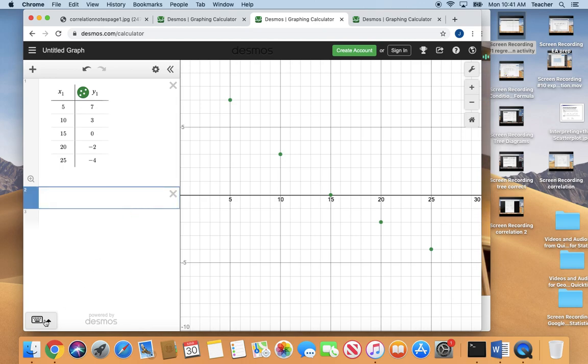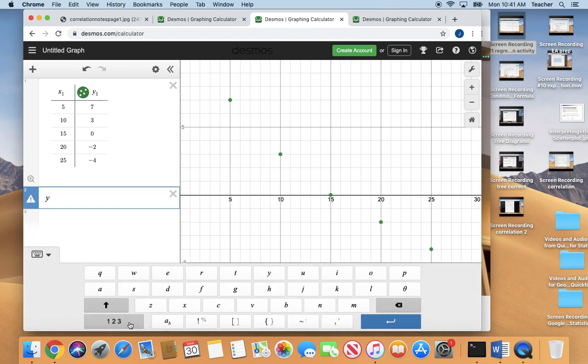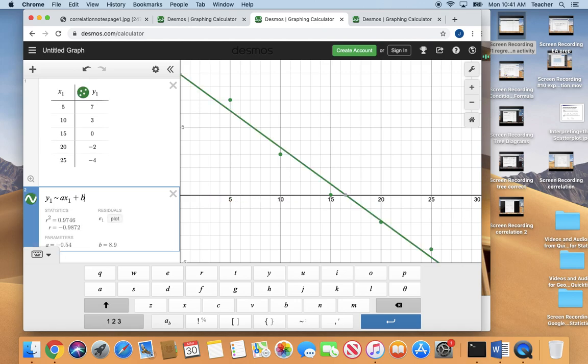So notice, if I type in y1 is approximately equal to ax1 plus b, you get that r is negative 0.9872. That's very close to negative 1, showing a negative linear correlation, and that the linear regression is a good model for this data.